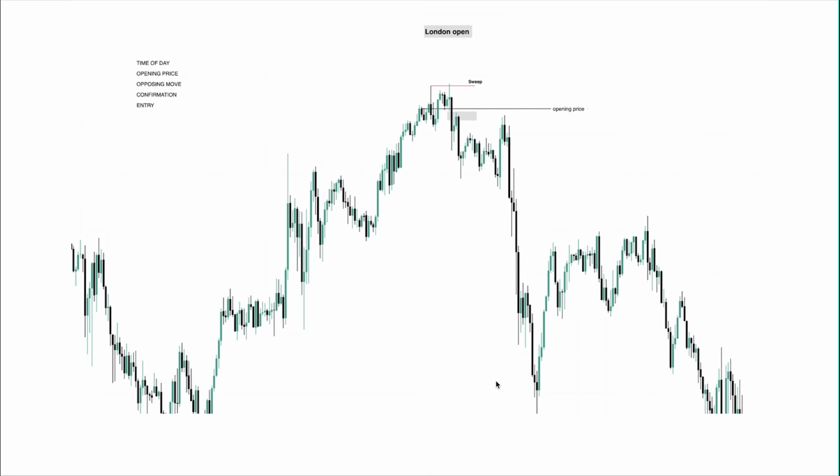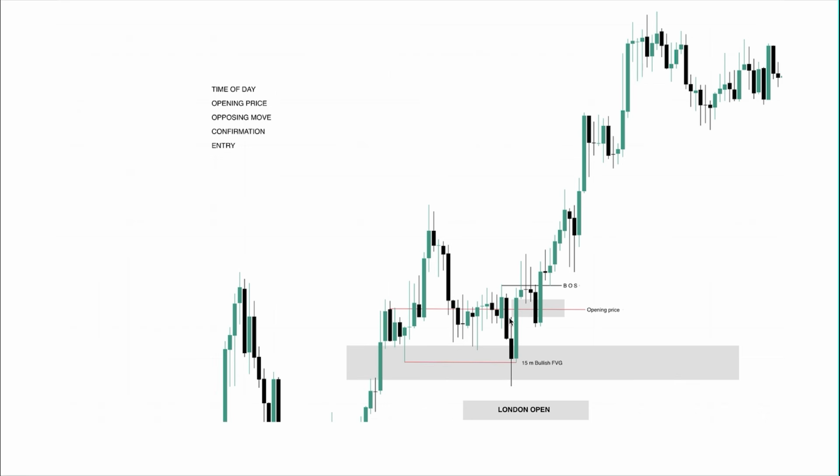And as you can see, price immediately sells off. Now you might be thinking, well, what's my target? Well, if you're bearish, you're going to be targeting sell side liquidity. So that's going to be your previous day low, your previous 3 days lows, your previous session lows, and your minor sell side liquidity.